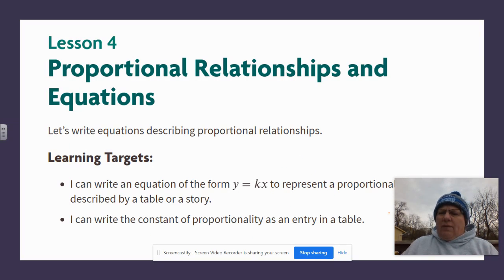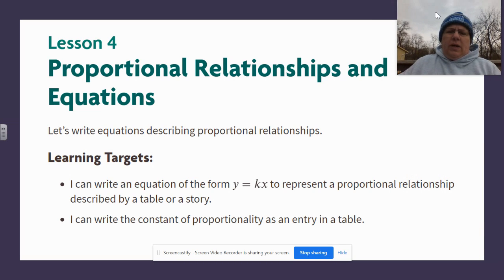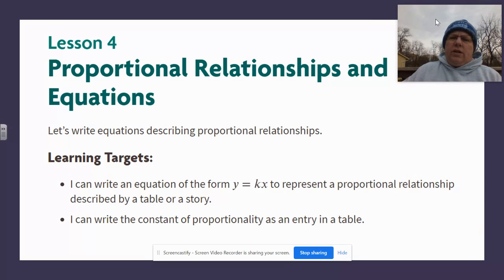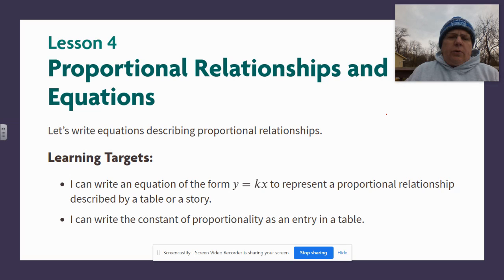First learning target that we're going to have today is, I can write an equation in the form of y equals k times x to represent a proportional relationship described by a table or a story. Remember, k is our constant of proportionality. The y and the x come from our x and y tables. Our second learning target today is, I can write the constant of proportionality as an entry in a table. So you're going to continue solving problems in the table as well.